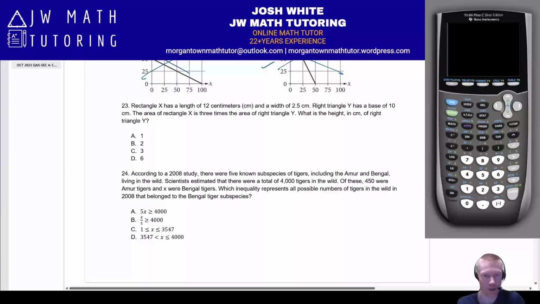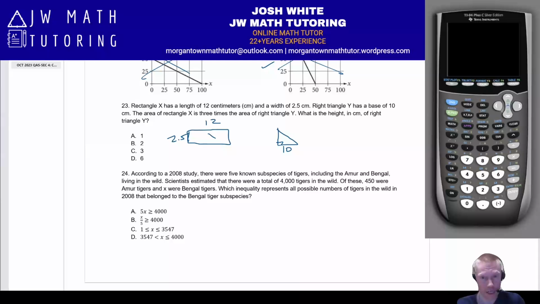All right, below that we have question 23, which deals with a rectangle. So we're told that we have a rectangle with a length of 12 and a width of 2.5. Then we also have a right triangle, which has a base of 10. So if we just sketch this out, we're also told the area of the rectangle, which is x, is 3 times the area of the right triangle. So what does the height of the right triangle have to be? Okay, so a couple things. We take 12, the length, multiplied by 2.5, which is the width. When we multiply those two values together, we should get 30. That's the area of the rectangle.